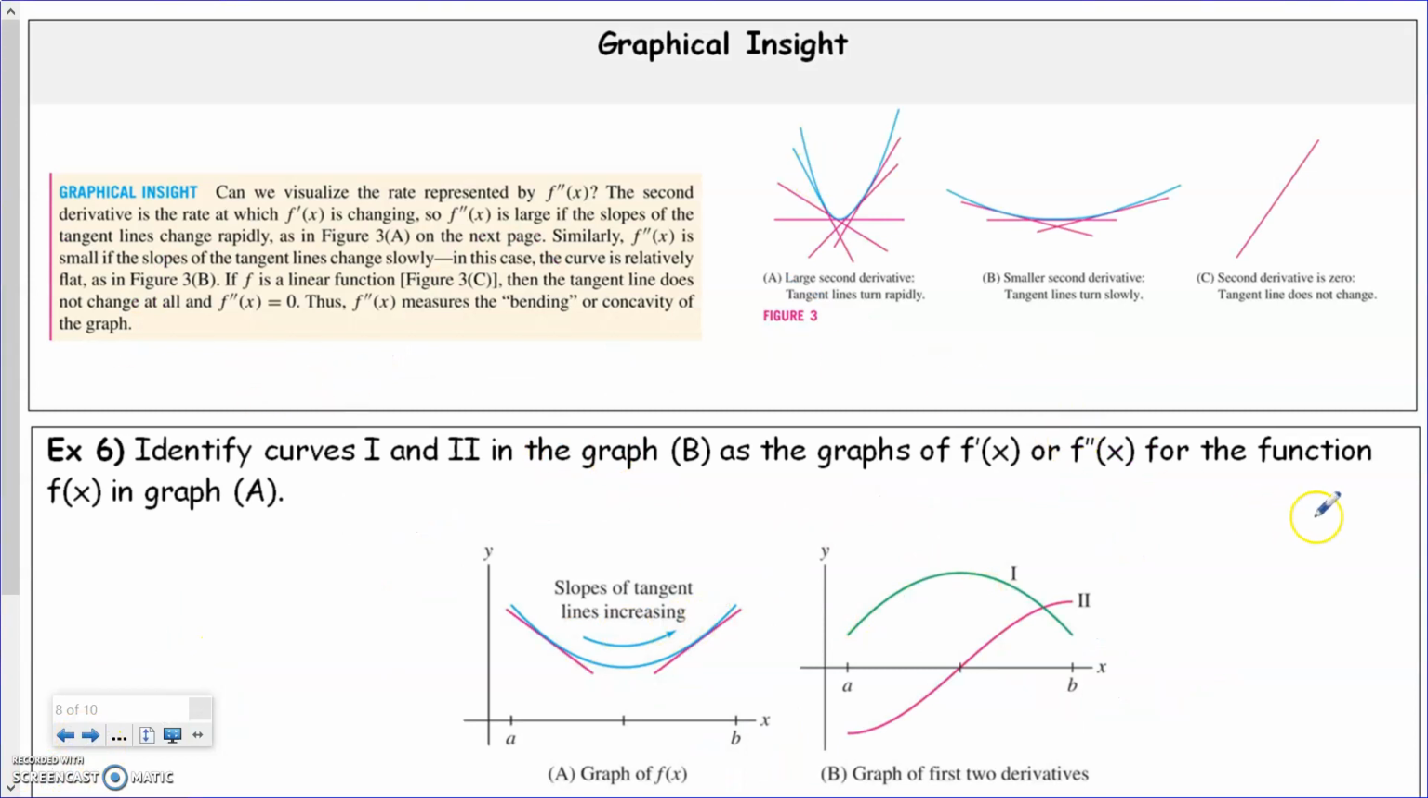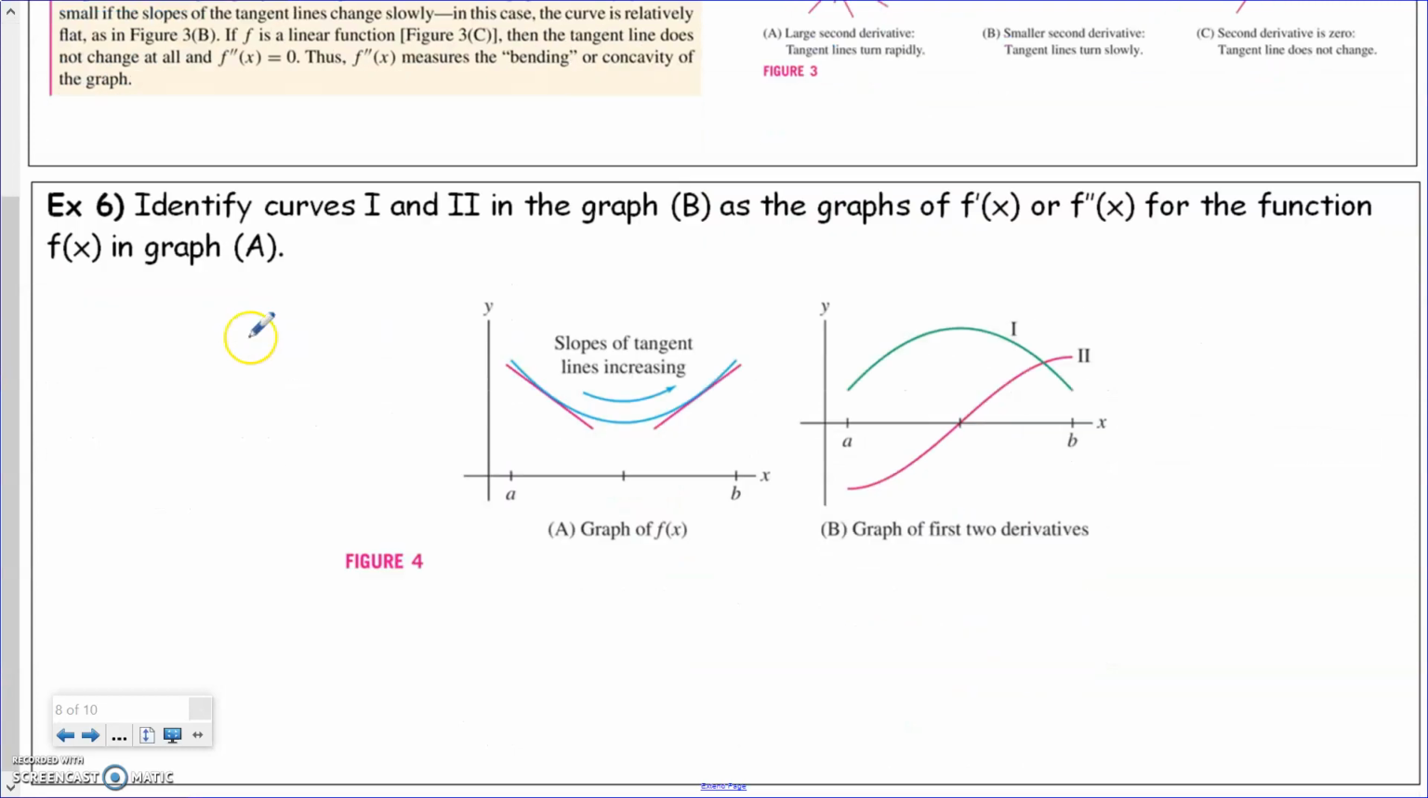Okay, graphical insight. We can visualize. If we have a big second derivative, that means the tangent lines turn rapidly and they're very steep. A smaller second derivative means they turn slowly. And if you have a line, the second derivative is 0, so the tangent line does not change.